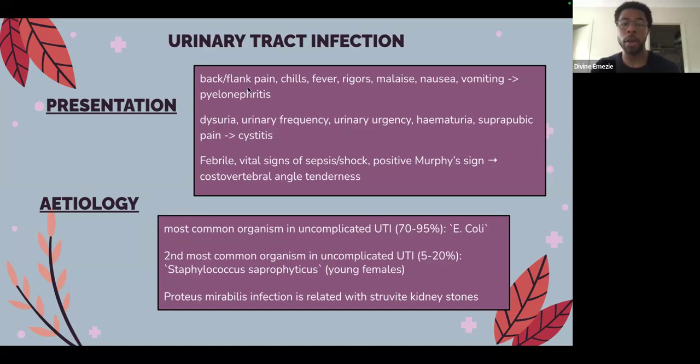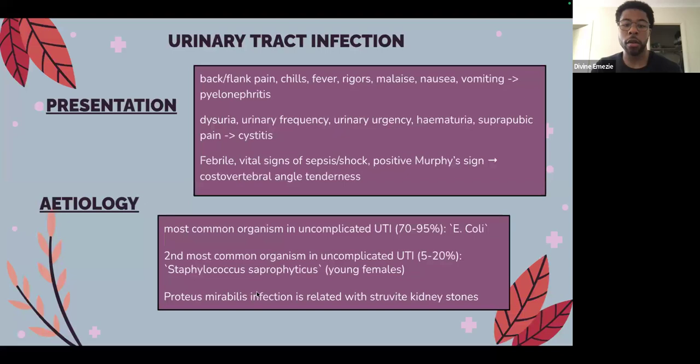Although, depending on the population, this presentation is unreliable, as you may know, in the elderly and in kids as well. You might think about Murphy sign, costovertebral angle tenderness, something to think about for UTIs. I think causes are helpful, more so the most common ones, so E. coli in most people, and Staph saprophyticus in young females.